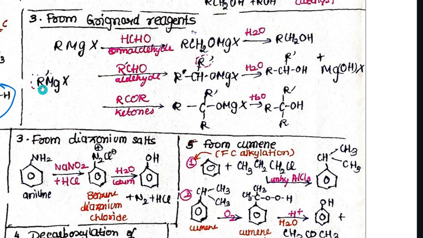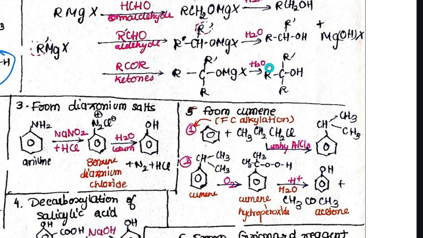Then if we react this same Grignard reagent R'MgX with RCOR, which is a ketone, it will give us a carbon with three groups: here we have R', here we have R, here we have R, and to that O is attached MgX. On reaction with water, it will give us a tertiary alcohol, R3COH. These are the different alkyl groups.